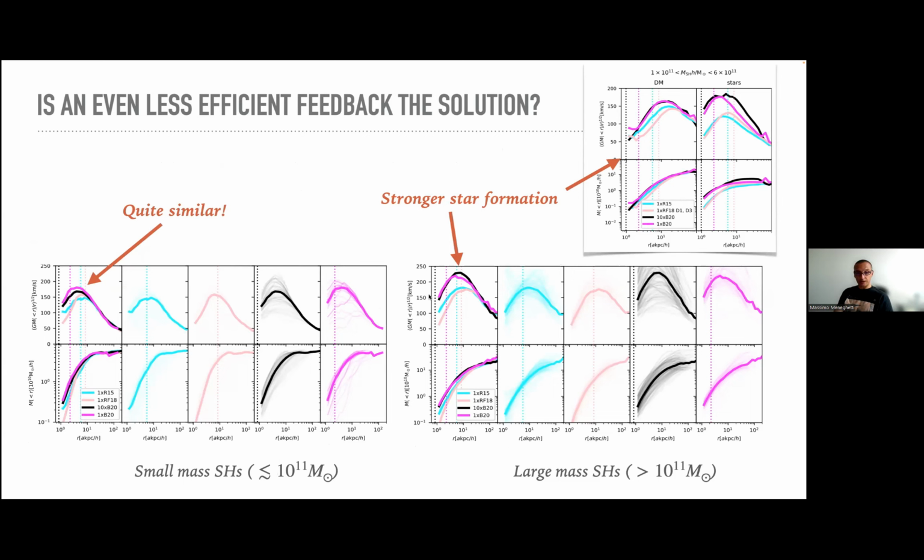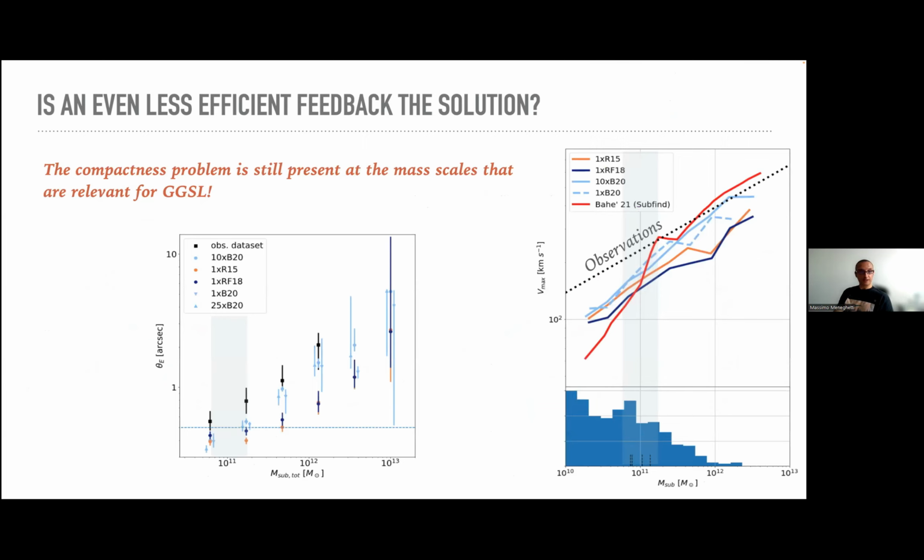Okay, and therefore this kind of modification of the galaxy formation model cannot be the solution to the problem that I showed you before. Essentially, because at the scales that are relevant for galaxy strong lensing, from the observational point of view, the subhalos in the simulations continue to be less compact than their observed counterparts. So the simulations that have a reduced feedback will basically produce compact subhalos, but only at very large scales, where we basically don't have any observed galaxy, or very few observed galaxies.